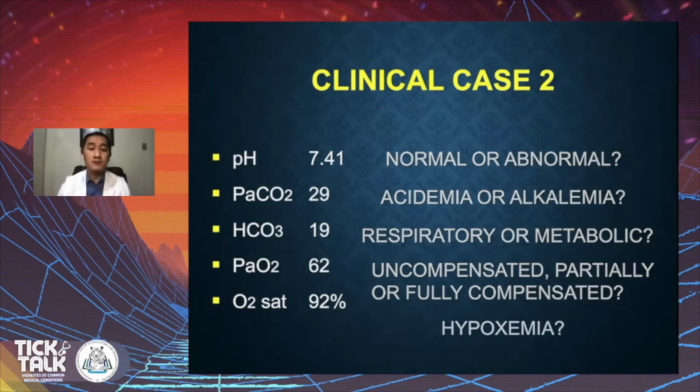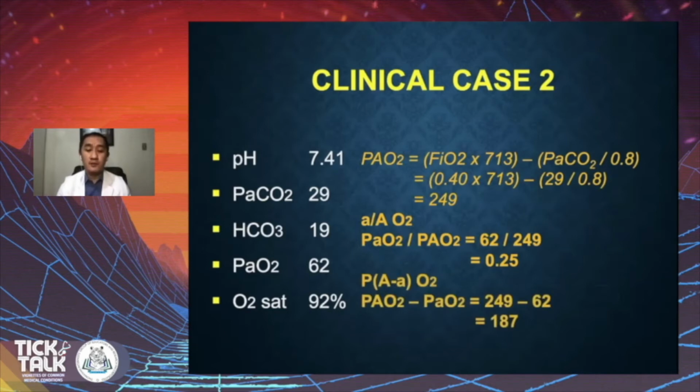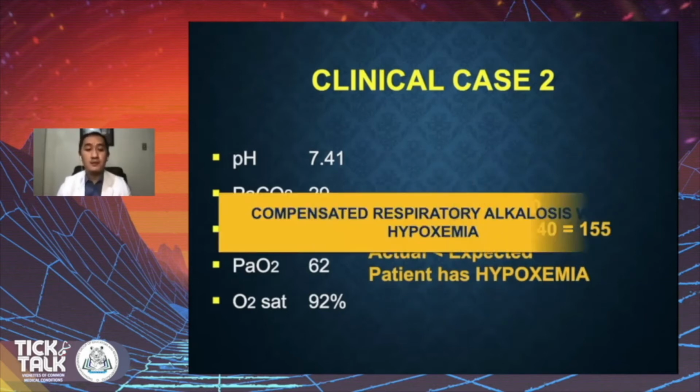And if there is hypoxemia, we have to compute again for these following parameters or indices of oxygenation. So your AA ratio is low. The expected is 0.75, and the AA gradient is 187. It's widened or increased. The expected value is 15 plus or minus 5. The PF ratio is also low. So this patient indeed has hypoxemia, and the full interpretation is compensated respiratory alkalosis with hypoxemia.